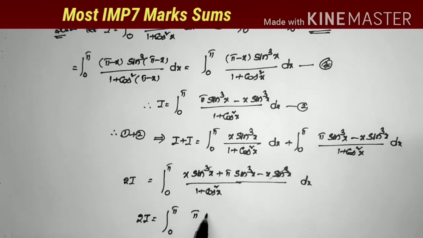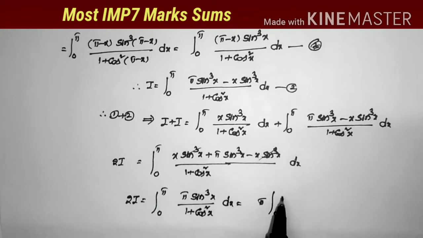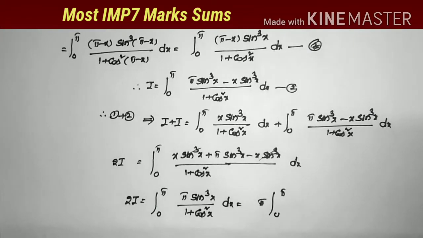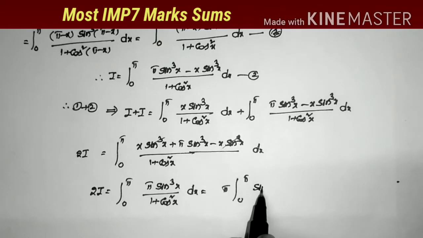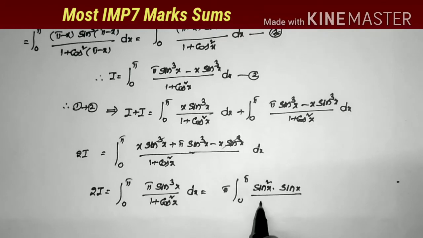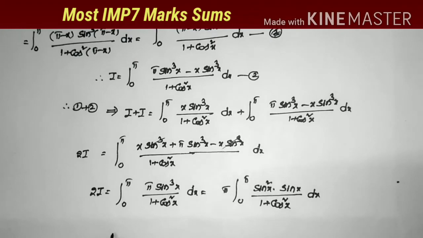So 2I is equal to integral 0 to pi. What is the remaining value here? Pi into sin cube x, so pi sin cube x by 1 plus cos square x dx. Now taking the constant before the integration, this is pi into integral 0 to pi. In place of sin cube x, we take sin square x into sin x. To take the integration, we have to convert the values like that. In place of sin cube x, I take sin square x into sin x, all by 1 plus cos square x dx.